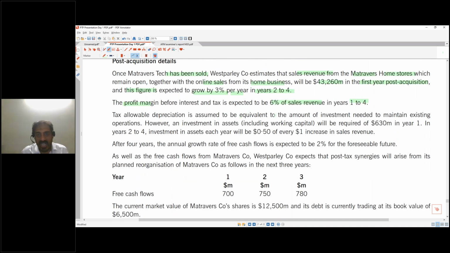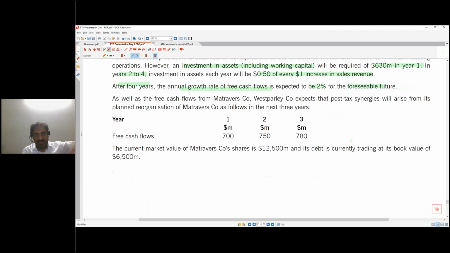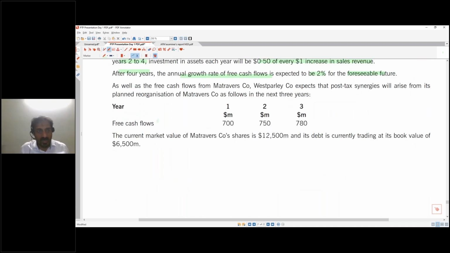Tax allowable depreciation is assumed equivalent to the amount invested to maintain the existing operation. However, investment in assets, including working capital, will be required: $630 in year 1, and in years 2 to 4 investment in assets each year is 0.5 for each $1 increase. After 4 years, the annual growth rate is to be 2% for the foreseeable future. This is a routine manner. You have to read the question and develop the things. Where are the tricky things? Where are the routine matters?